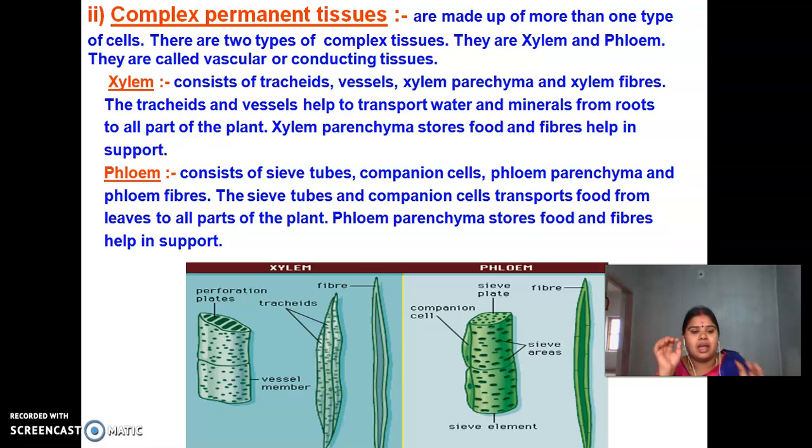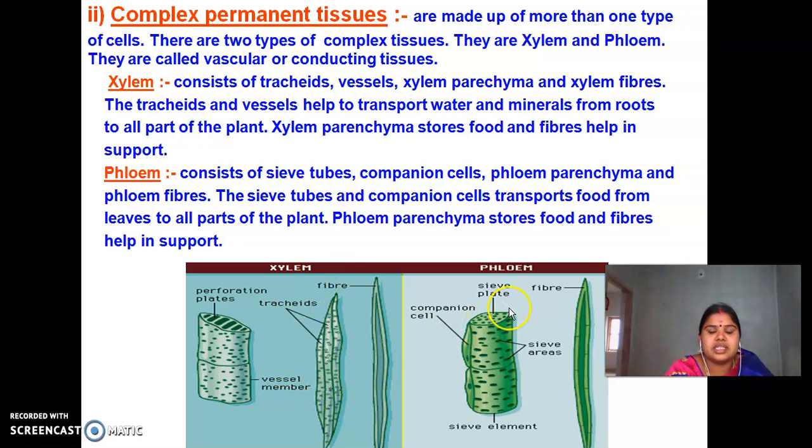Understand? Very simple. And next one, phloem. Next we are going to see about phloem. Before that, see here, structure of xylem, perforation plates. See, tracheids, fiber, vessel member.